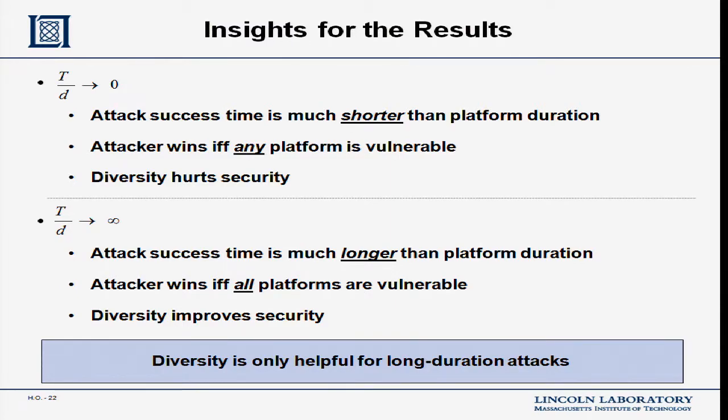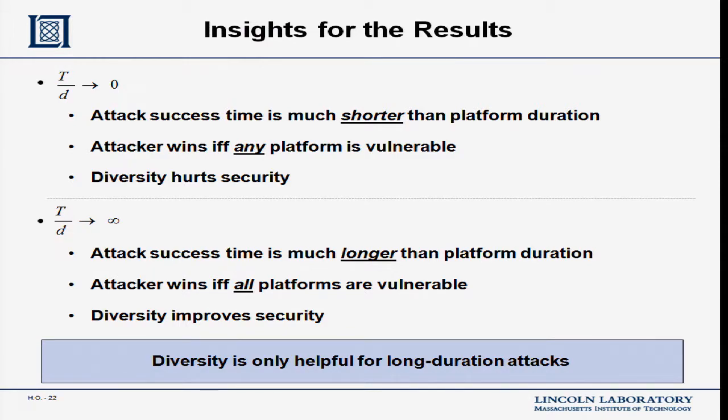On the other hand, if this ratio goes to infinity, or the attack requirement is longer than the duration of one platform, much larger than that, the attacker wins if and only if all of the platforms are vulnerable, because they cannot win with just one platform or two, they have to compromise all of them. And in this case, diversity actually improves security. So diversity is only helpful for long duration of attacks compared to the duration on one platform.